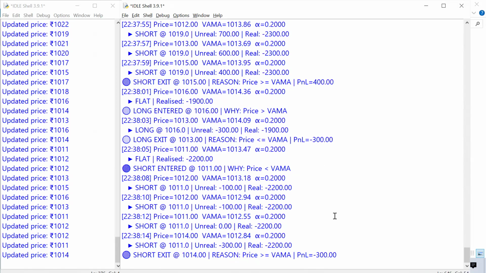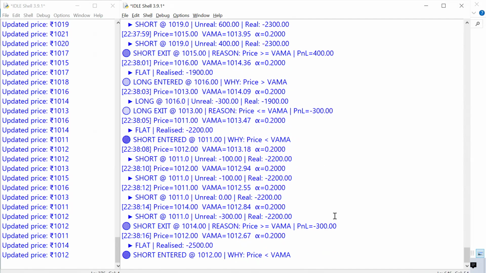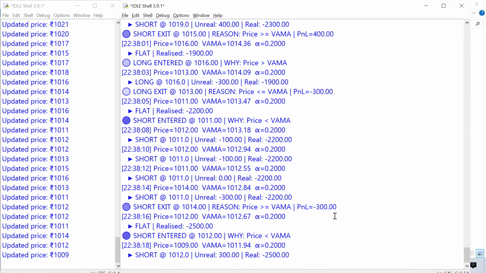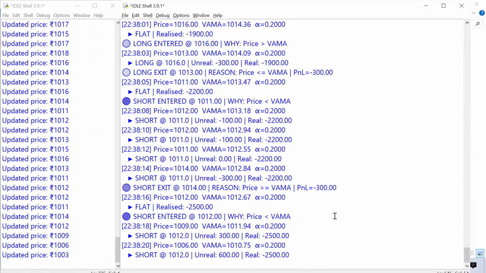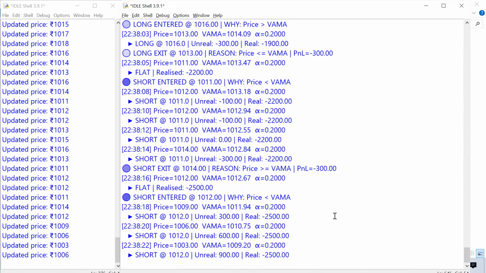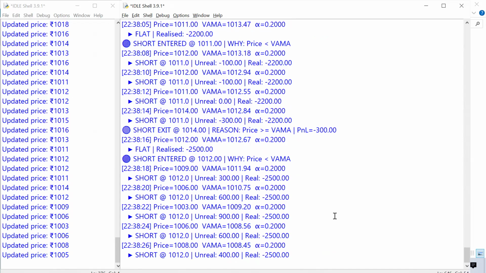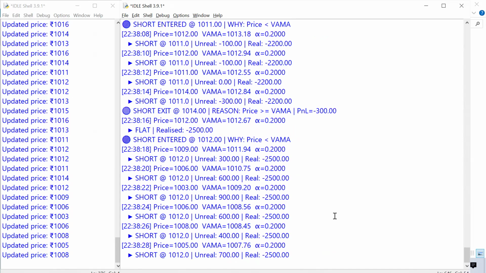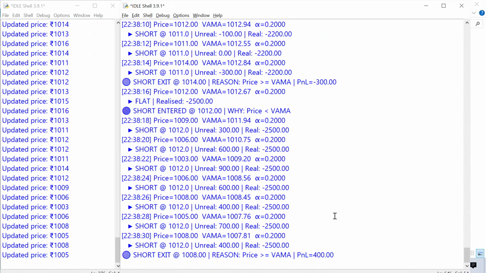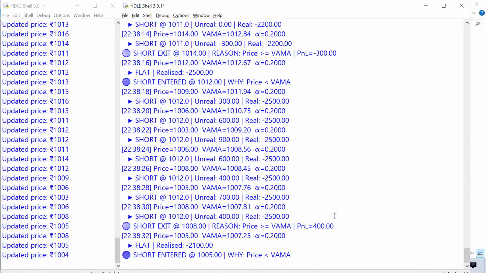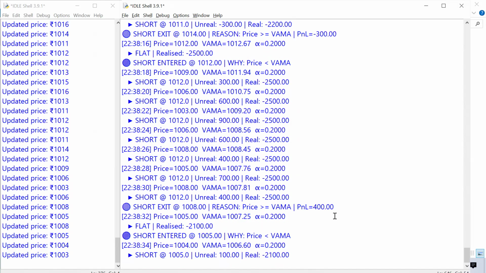Market, if you see, market is not trending on any side. Market is going 10 rupees up, 10 rupees down like this. Okay, we got one short entry at 1012. The VAMA is at 1007. We exit the position with a 400 profit. We got one more short entry at 1005.